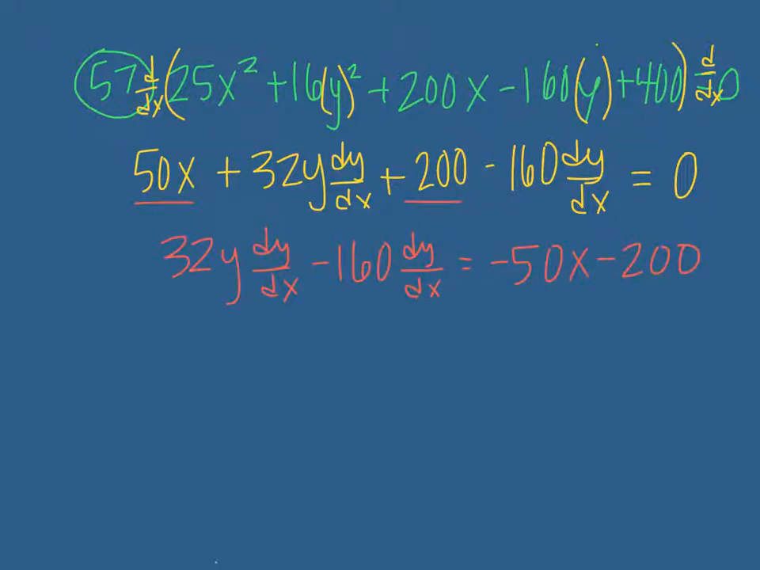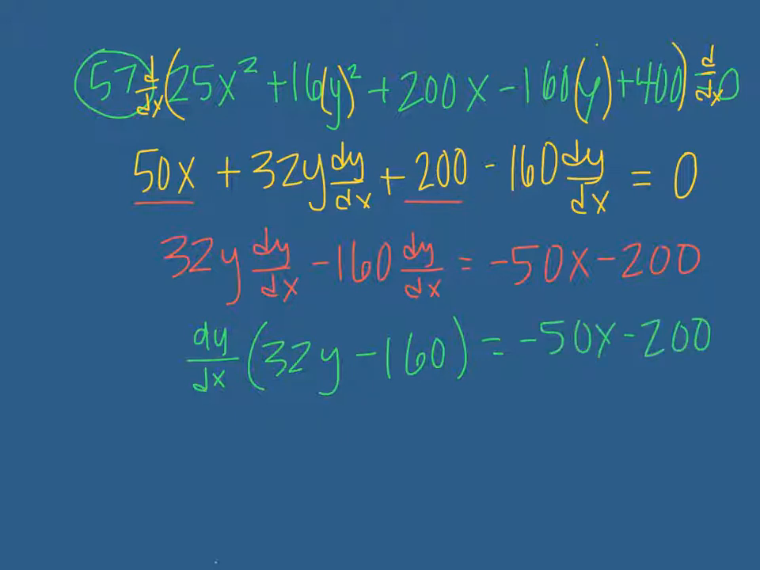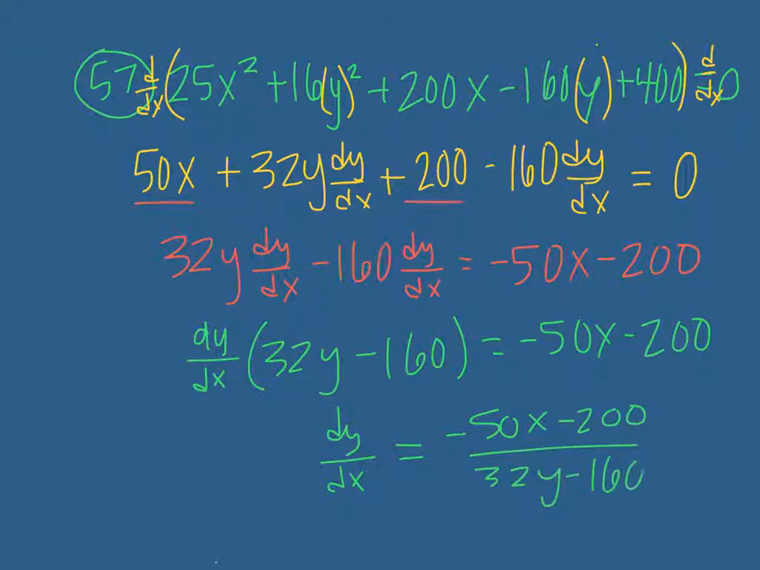Okay, so I have terms without dy/dx on the right and terms with it on the left. Now I'm going to factor dy/dx out of this term. And I'm left with 32y minus 160 equals negative 150x minus 200. And to solve for dy/dx, I'm going to have negative 150x minus 200 divided by 32y minus 160. Okay, now that represents the slope at any point x and y on the graph.